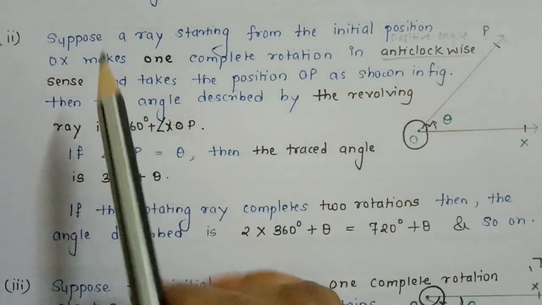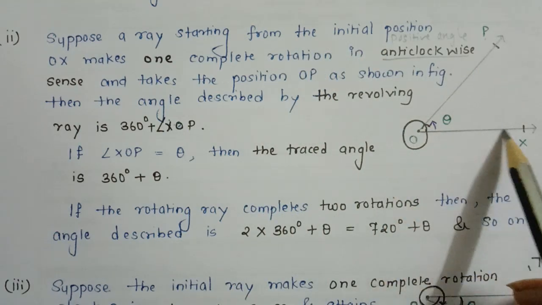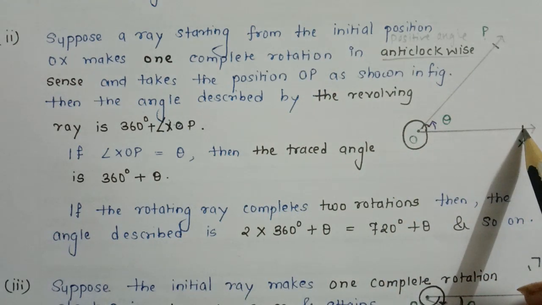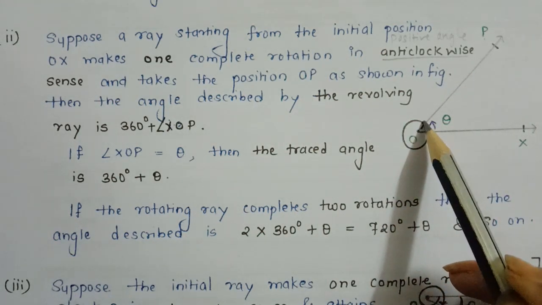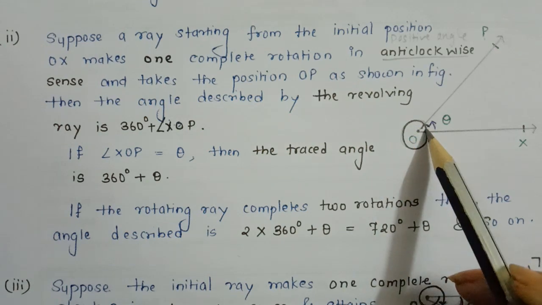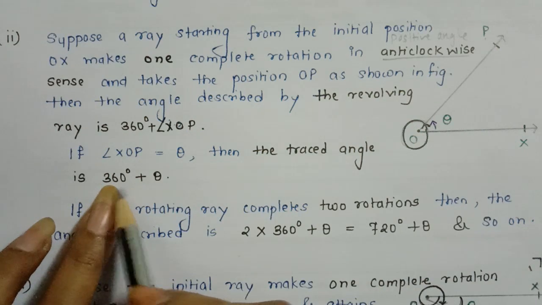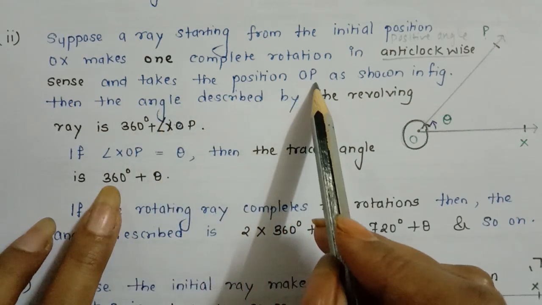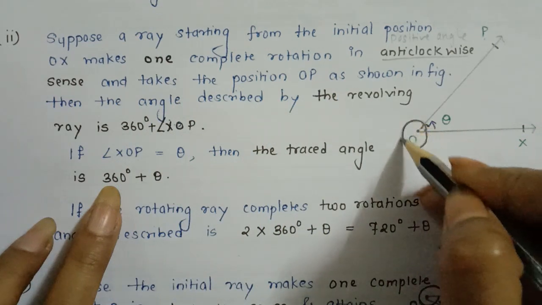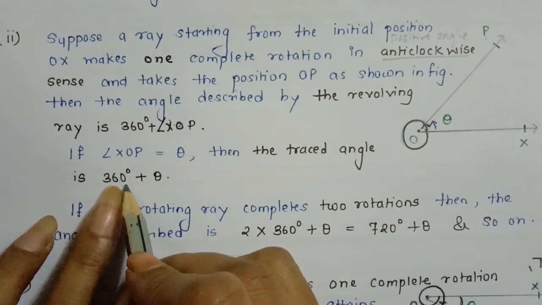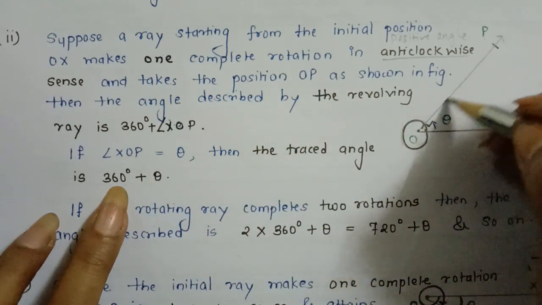Now you all can see that the ray starting from the initial position, here the initial position of this ray is OX, which makes one complete revolution. Since it is making one revolution, the angle of this rotation is 360, correct? And taking the position OP. So after completing one rotation, it makes a 360 degree angle, but after that it still takes the final position at OP.